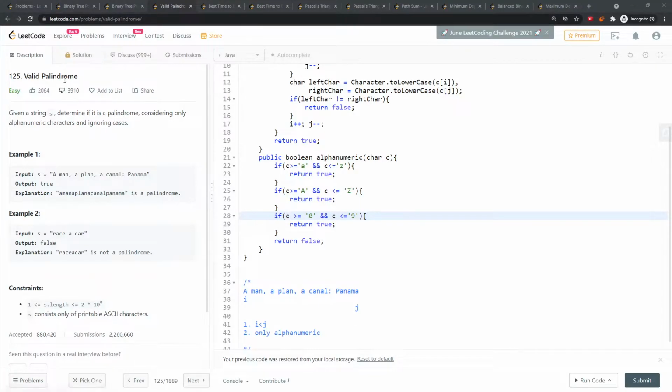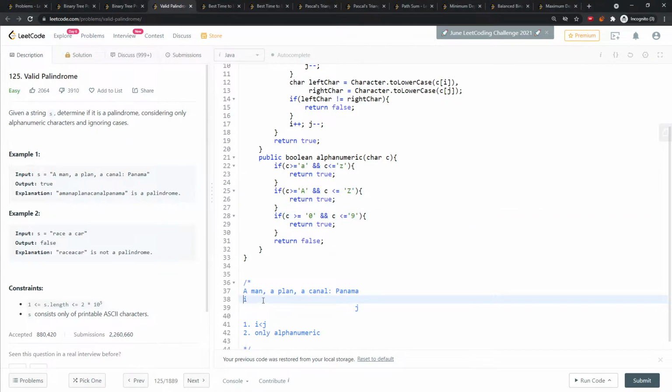Okay, let's talk about valid palindrome. So you are given a string s and you are to determine whether the string is a palindrome or not, and only consider the alphanumeric characters. The idea is using two pointers, one pointing at the beginning, the other one pointing at the end, and if they are the same, you just move the pointers by 1.